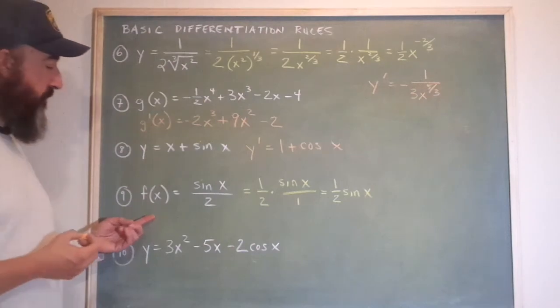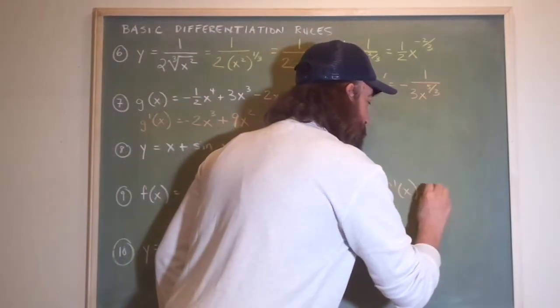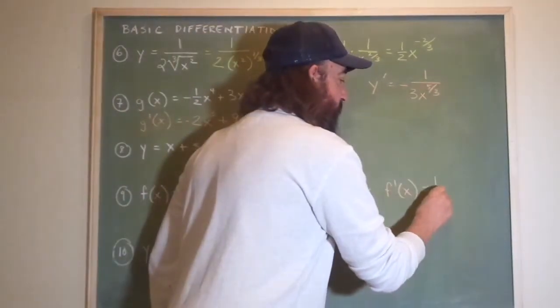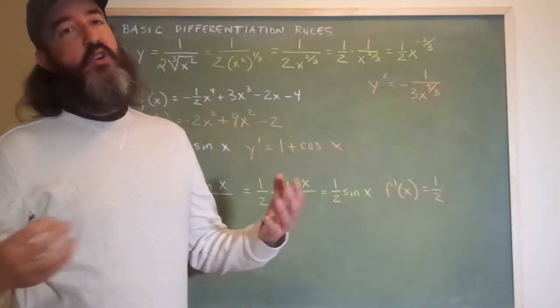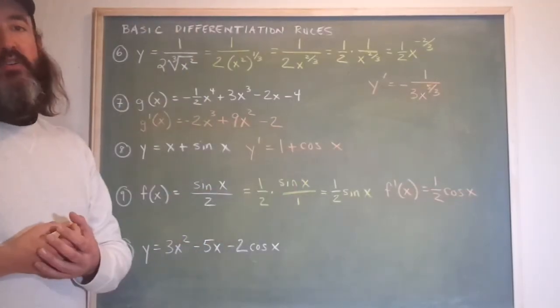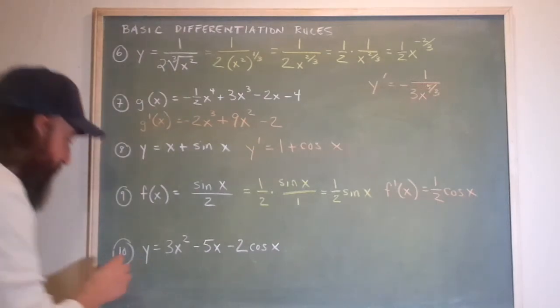Now getting the derivative of f of x should be easy. F prime of x equals, I have a constant multiplier, I'll bring the 1/2 along, and then the derivative of sine x, recall, is cosine x. My derivative of f of x is 1/2 cosine x. Let's look at one last example. Let's get the derivative of y.